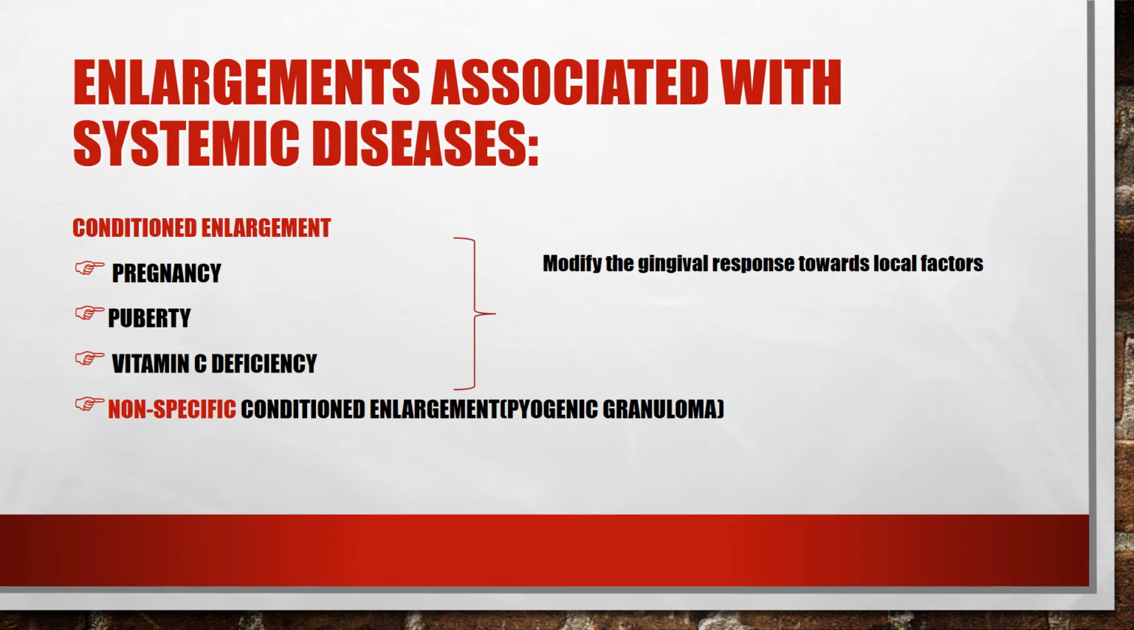Under that, the first category we are going to mention is conditioned gingival enlargement. That is where some systemic diseases exaggerate or distort the usual gingival response to local factors like dental plaque. So in all these conditions, the local factors or bacterial plaque are necessary for the initiation of this type of enlargement. Some of the conditions are hormonal, like pregnancy and puberty, nutritional, like vitamin C deficiency, and allergy, and non-specific conditional enlargement is also seen.